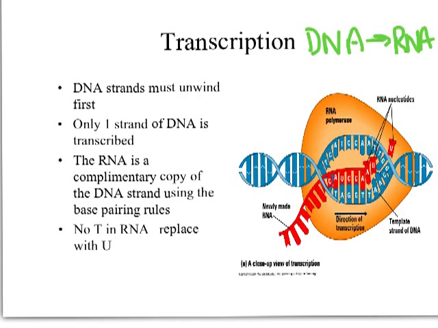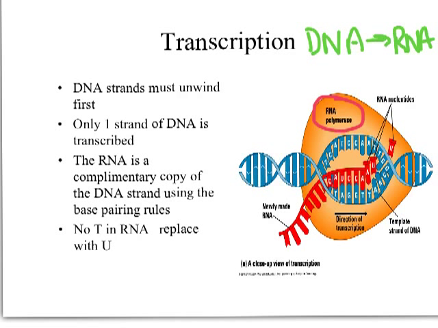Okay, the first thing that has to be done is that DNA strands need to unwind. They need to break apart so that RNA can be made from one of those strands. So we've got RNA polymerase, that is the key enzyme here to make RNA. It's going to come in and start to unwind part of the DNA and make a complementary copy of that DNA strand. All right, so only one strand of DNA is transcribed, and this transcription is a complementary copy of the DNA strand that it's using.